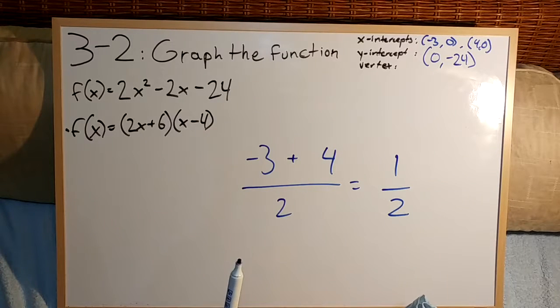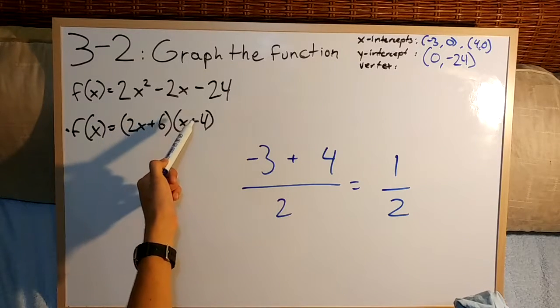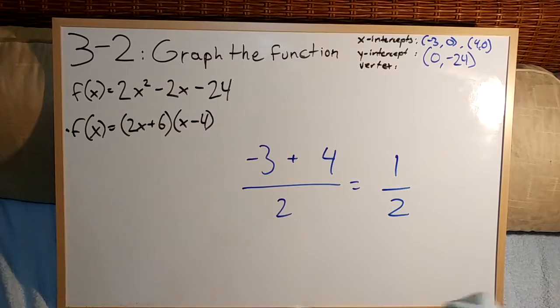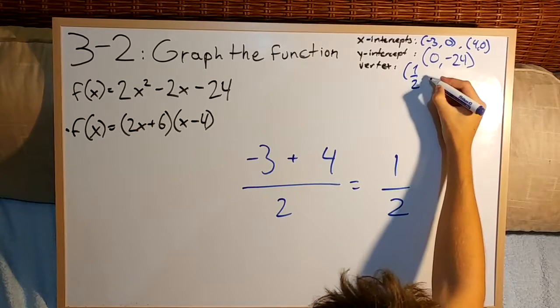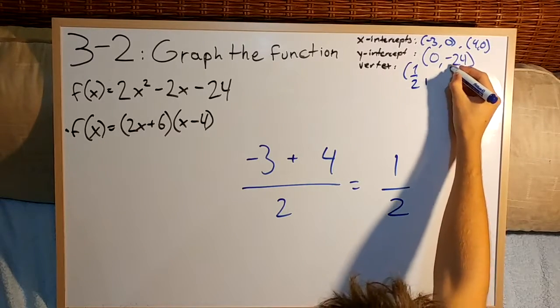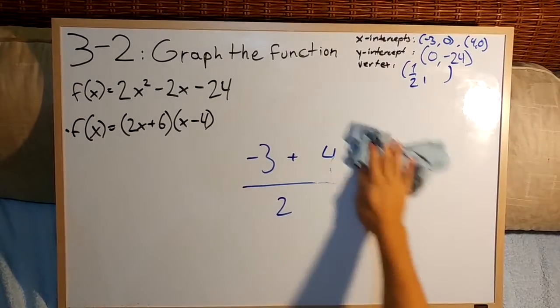So what do we do now? We have the x value. If we have an x value of a function, we can plug it into the function, and then we get the y value, which is the y value of the vertex. We have the first point here, half, comma, and then we still have to find the y value, which we'll do right now. Let's put it into the function.